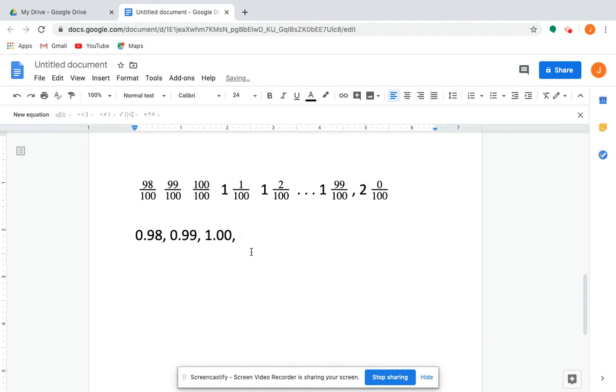And it doesn't matter how many zeros you write. Say I wrote 1.00, 1.0, or say I didn't put the 0. Those are all the same thing. The zeros just aren't needed.